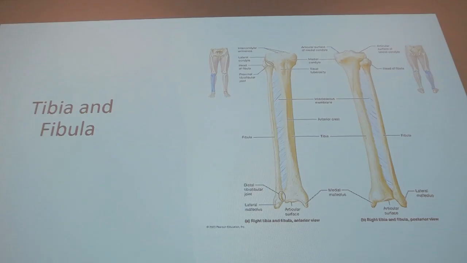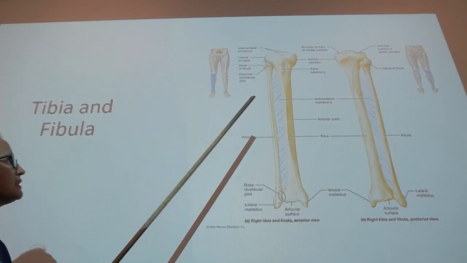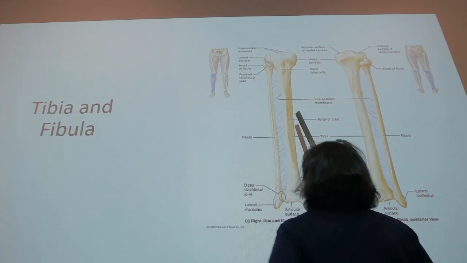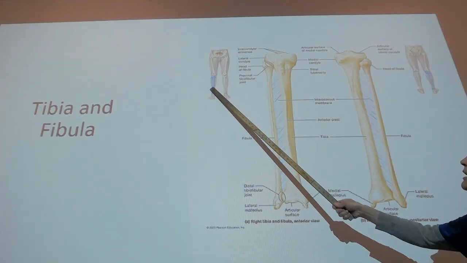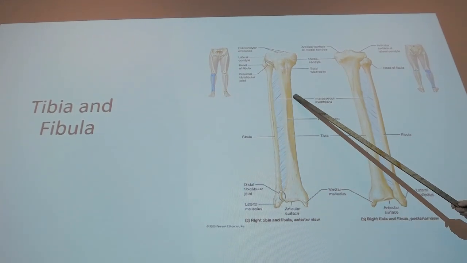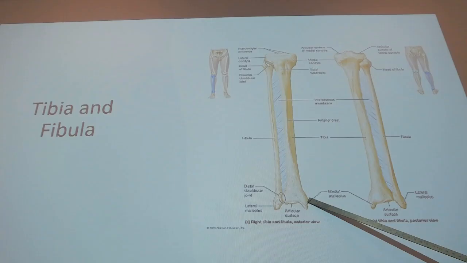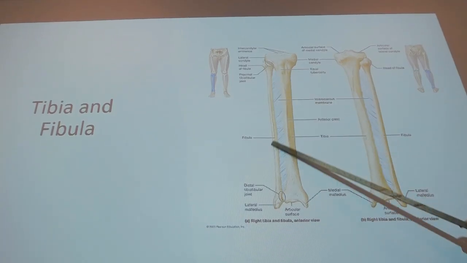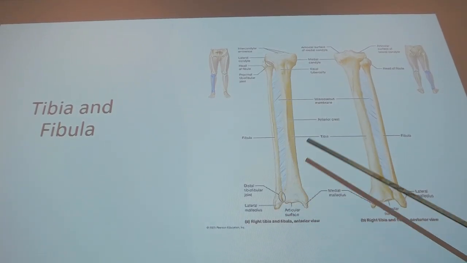Now for tibia and fibula, again, tibia is found medially in our leg, fibula is lateral. Fibula is thinner, the tibia is thicker. So you're looking at the right leg, the anterior view. So this is the right tibia. This is the right fibula.